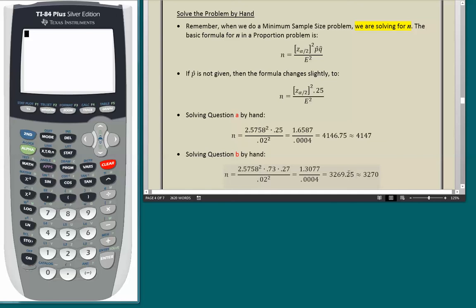So even though this 0.25 is less than 0.5, we still round up. So this answer becomes 3270, which is the same answer we got by doing it in the program in the calculator. And that is the end of this video on confidence intervals for proportions.